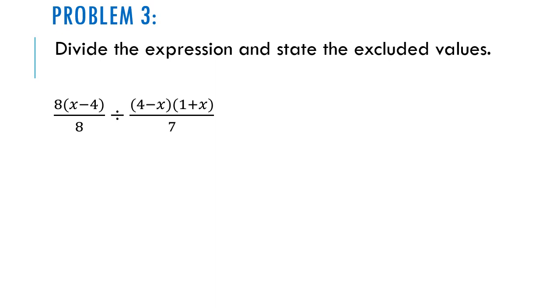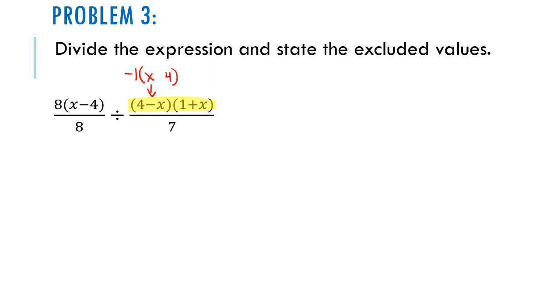So first thing we're going to do, we're going to look at the problem as is and see if there's anything we can factor. I don't see anything I can factor, but I do see that I could rewrite something in a better way. And that is right here. I could rewrite this in a better way. Now, if you remember from the simplifying radical video, I can rewrite this as negative 1 times x plus 4.